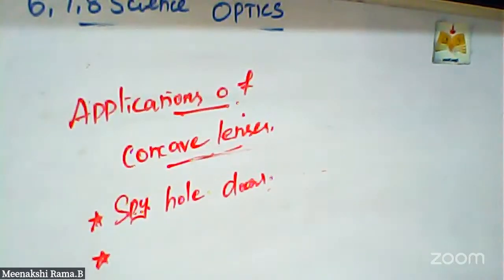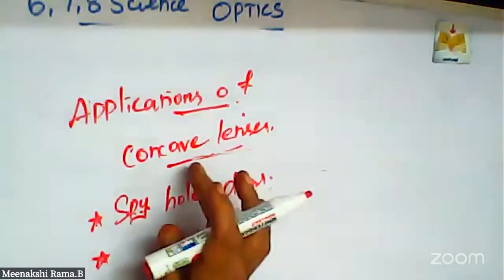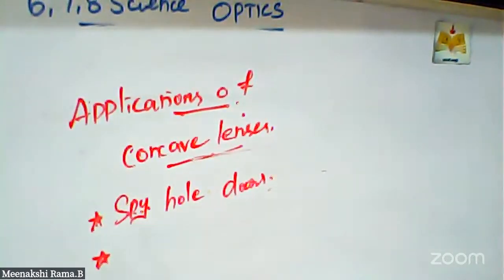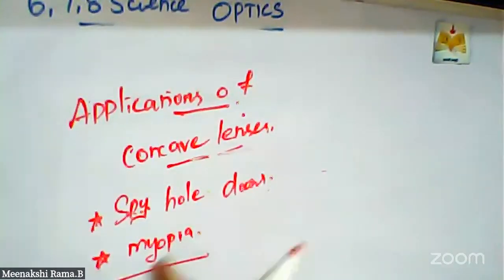And then the next one, the correction of the vision defect is myopia. When we face the myopia defect, using concave lenses clears the myopia defect. So these are all the applications of concave and convex lenses. Okay.